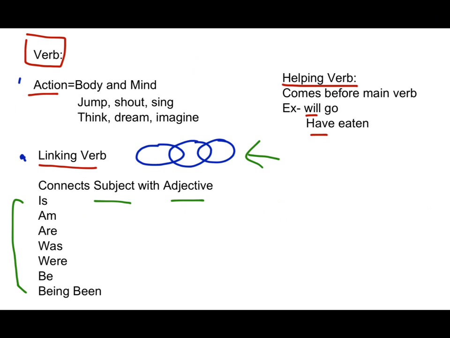Finally, we have helping verbs. Helping verbs do just that. They help the main verb, so they come before the main verb. So again, if we looked at these, those are examples of main verbs. And so will go. Will is a helping verb. Have eaten. Have is the helping verb. So in some cases we might have several helping verbs before the main verb. So she will have had gone. So lots of them: will, have, had. Those are all helping verbs before the main verb, gone. So those are examples of verbs.